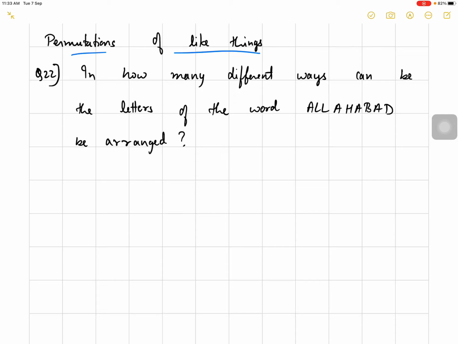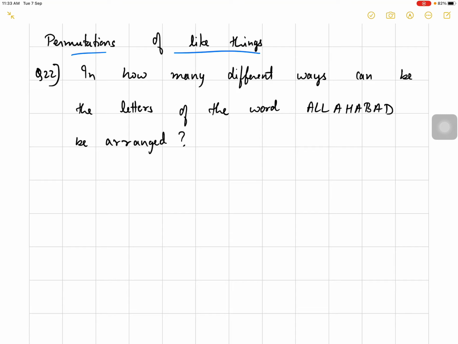Hello students, today we are going to study permutation when there are like items. Let us see the next question. First question for the day, 22nd question of the chapter. In how many different ways can the letters of the word Allahabad be arranged?